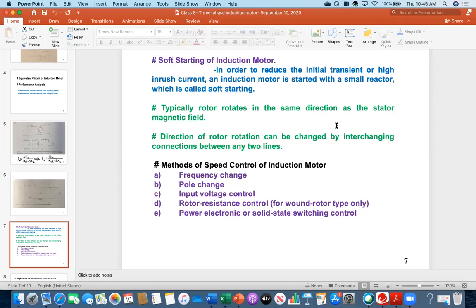That is the meaning. Therefore, in this case, the stator magnetic field direction is the dominating, the governing, the driving one. Therefore, rotor rotation or rotor movement will follow the direction of the stator magnetic field. That is the meaning. And then what I said, the direction of rotor rotation can be changed by interchanging connections between any two lines. So what does that mean?